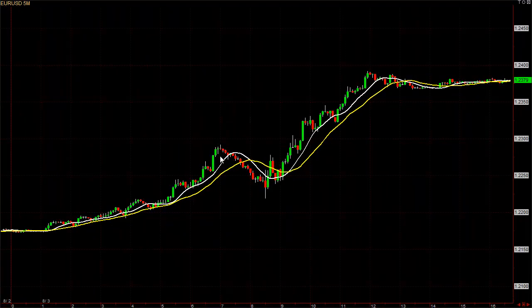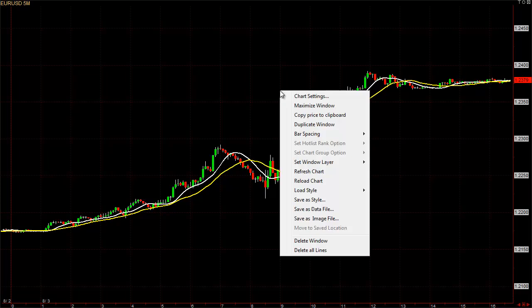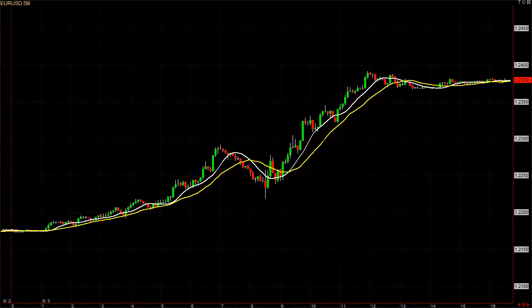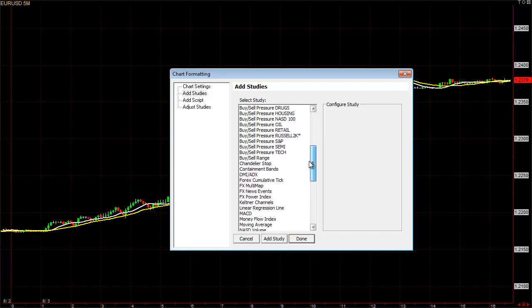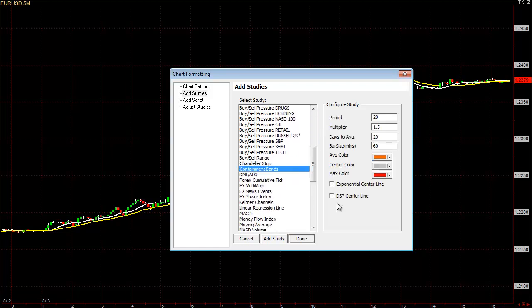It's just ultra fast. And a lot of traders are going to use this to maybe look for when to get into counter trend trades, when to get back into the trend. Notice what a great timing tool it is. It's phenomenal. It's much faster. And this same technology we've added to many of our other tools, such as the containment bands. Now has a digital signal processing center line.